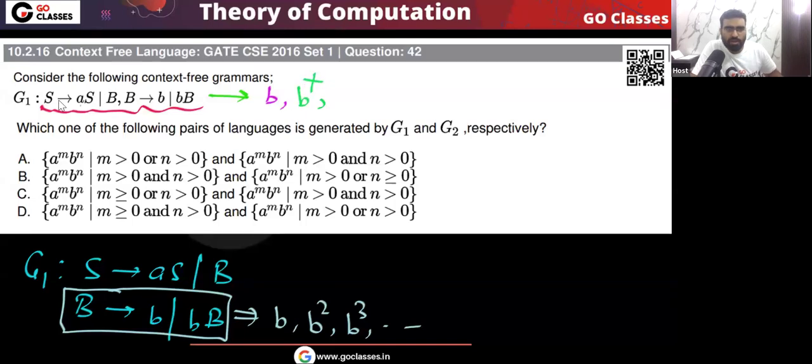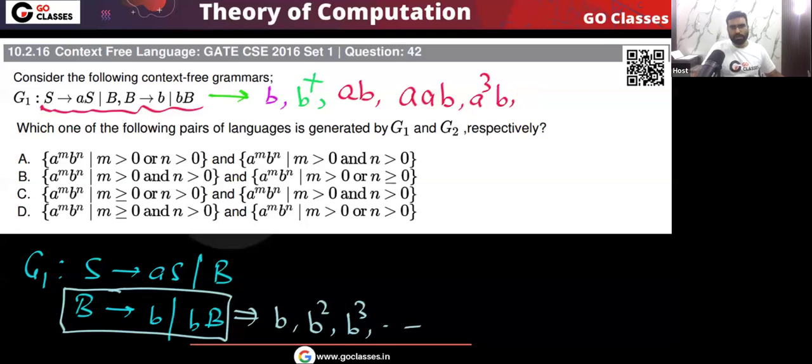Also, you can notice S can go to AS. And then S can go to AS again. Then this S can go to B, and then I can generate AB. Yes or no? S can go to AS, and this S can go to AS, so I can generate A double S. Now this S can go to B, so I can generate this also. I can generate A cube B also. I can generate like that.